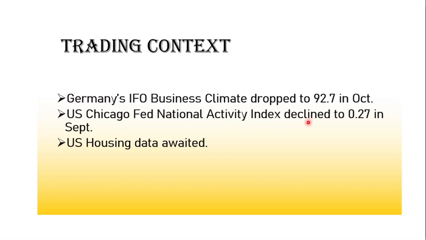We also got the United States Chicago Fed National Activity Index, and here also the decline is being seen. For the month of September, the National Activity Index has dropped to 0.27, which is a lot lower than the expected reading of around 0.39 and substantially lower than the prior month's reading of 1.11.